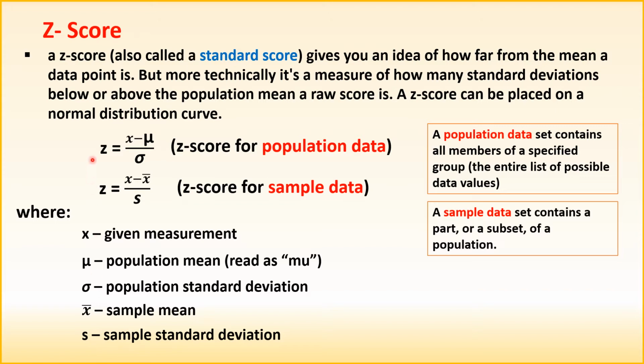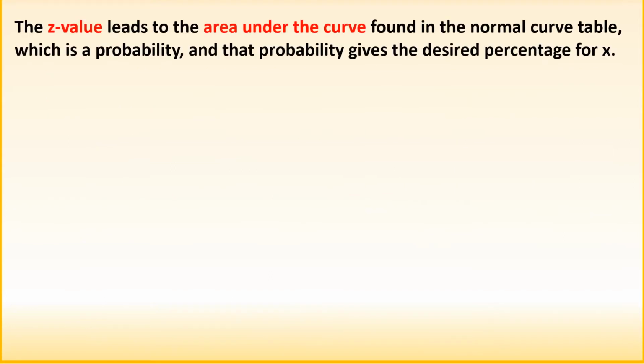Kaya mapapansin mo dito sa dalawang formula natin, yung una ay gumamit tayo ng mu and lowercase sigma. So kapag ito ang ginamit nating symbol, we're going to compute the population data. Pero kapag ang X bar naman ang ginamit natin tsaka S, so ang kinukompute natin dyan ay yung sample data. The z-value leads to the area under the curve found in normal curve table, which is probability, and that probability gives the desired percentage for x.